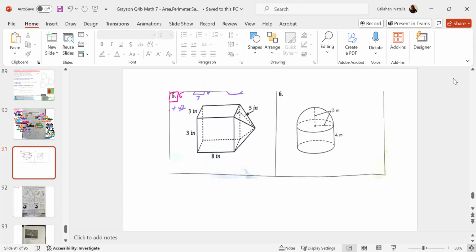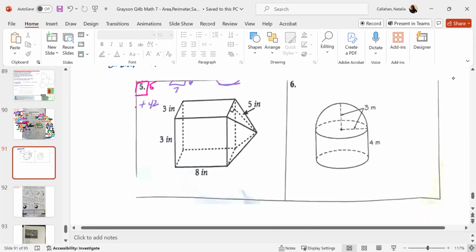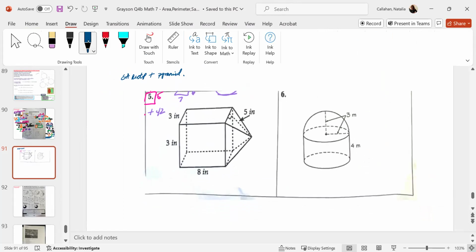All right, let's go on to number 5. Number 5, what are the 2 shapes? Two shapes is a square or a cube and a pyramid. It's not a cube because the H, yeah. Surface area is a rectangular prism plus what? What shape is that? Pyramid. Highlight the part that you're not going to be using at all.